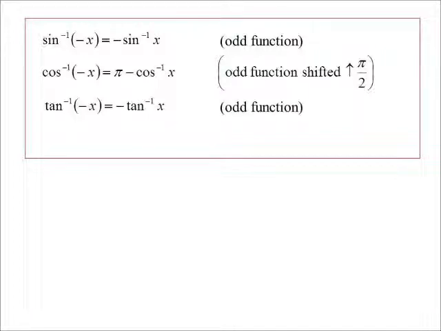Inverse tan, that one is symmetric. It's got rotational symmetry. Another odd function. So inverse tan of negative x is equal to minus inverse tan of x. And there's one other relationship. Inverse sine of x plus the inverse cos of x will always equal pi on 2. Angle sum of a triangle. If you've got a right angle triangle, one angle would be the inverse sine of x, the other angle would be the inverse cos of x. So therefore they've got to add up to be 90 degrees or pi on 2.